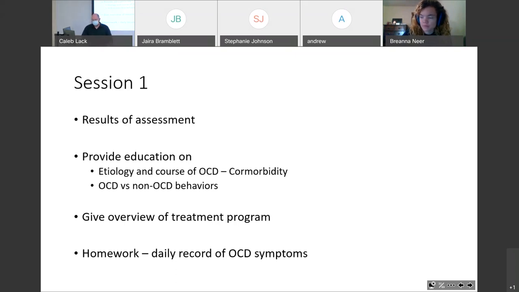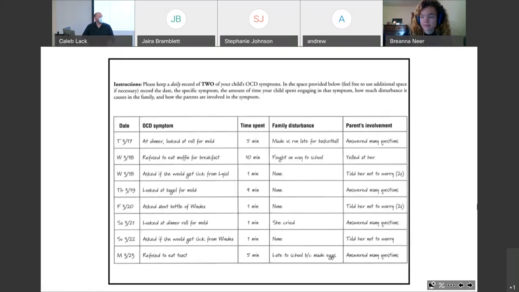Now, we generally don't have them keep every single symptom. We'll pick the top one, two, maybe three that are the most prevalent and most problematic. We're doing that for a couple of reasons. One is to raise awareness and have them start becoming more CBT-minded. So we do that by having them say, okay, not only here's what happened, here's how long we spent with it, here's what happened with the family, and here was what I as a parent did as a result of this.